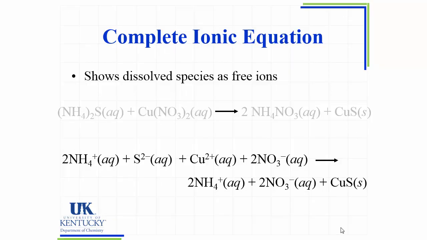Then we can go to a complete ionic equation. To do this, we simply show anything that's dissolved, so anything that's labeled as aqueous, in the ionic form, because that's how it actually exists in water. And so here we have our ammonium sulfide broken down into ammonium ions and sulfide ions. Copper nitrate becomes copper ions and nitrate ions. Our ammonium nitrate is also broken up into ions, but notice that our copper sulfide remains as CuS because it's solid, it's insoluble in water, and so that's the precipitate that forms from this reaction.